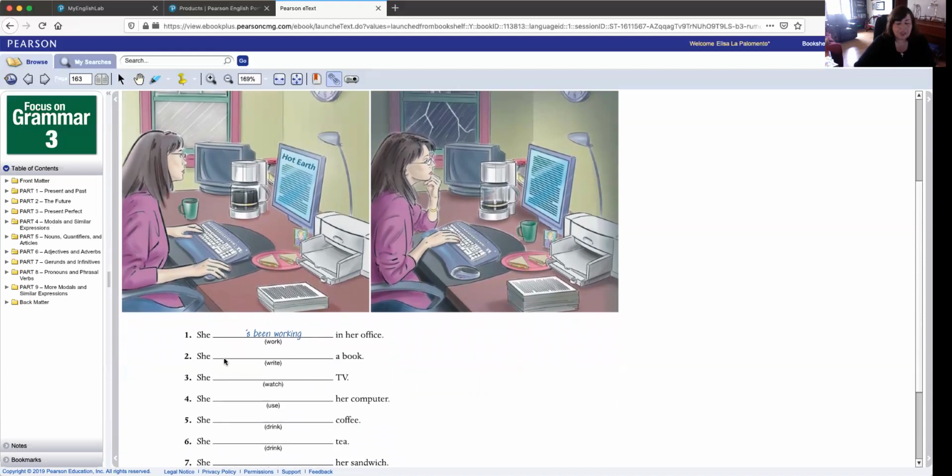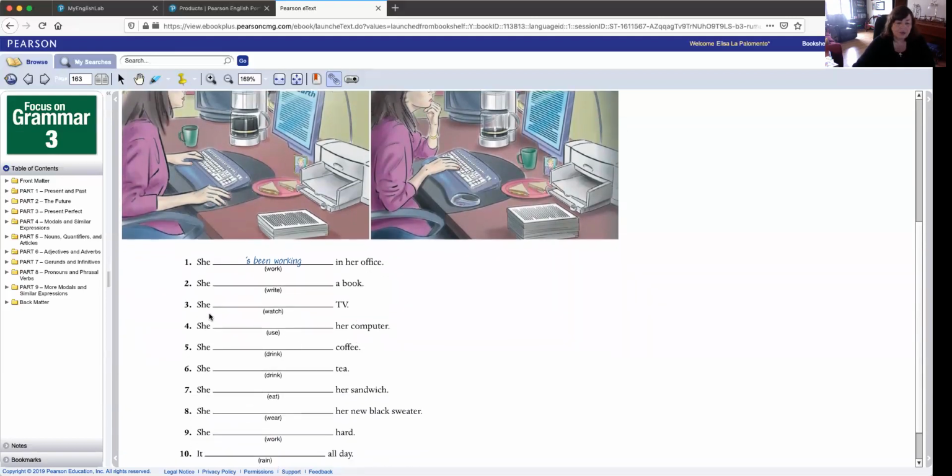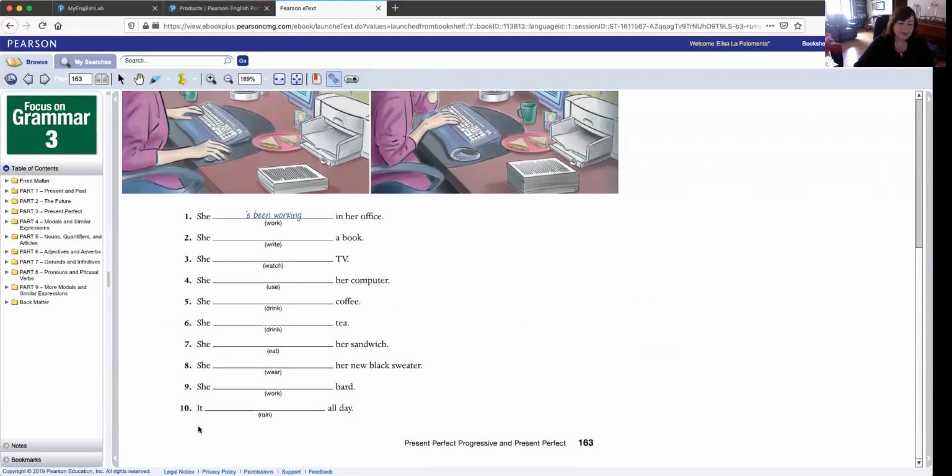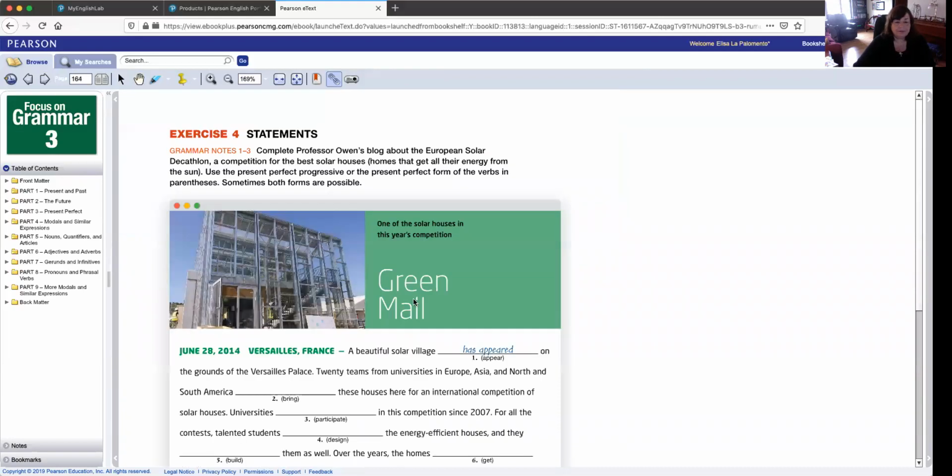Look at the next one. She write a book. We really have no way to be sure about that, but if I had a guess, because of how many papers she has here, and they're filled with words, and here she has more papers filled with words, I'm going to guess that she has been writing a book. Okay, so you do the rest of these, number 3 to number 10. You can do these right in your book. Okay, let's go to the next page.